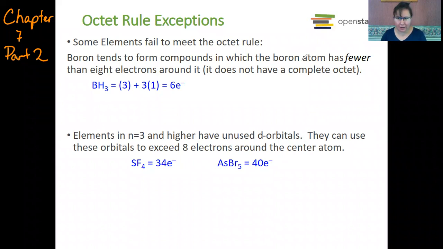Okay, and what we're going to begin with today is the octet rule exceptions. A couple of elements, mostly just boron, tend to form compounds where they have fewer than an octet. They don't actually complete their octets. And the reason for that is, let's take a look at boron. Boron is number 5 on the periodic table, and it looks like this.